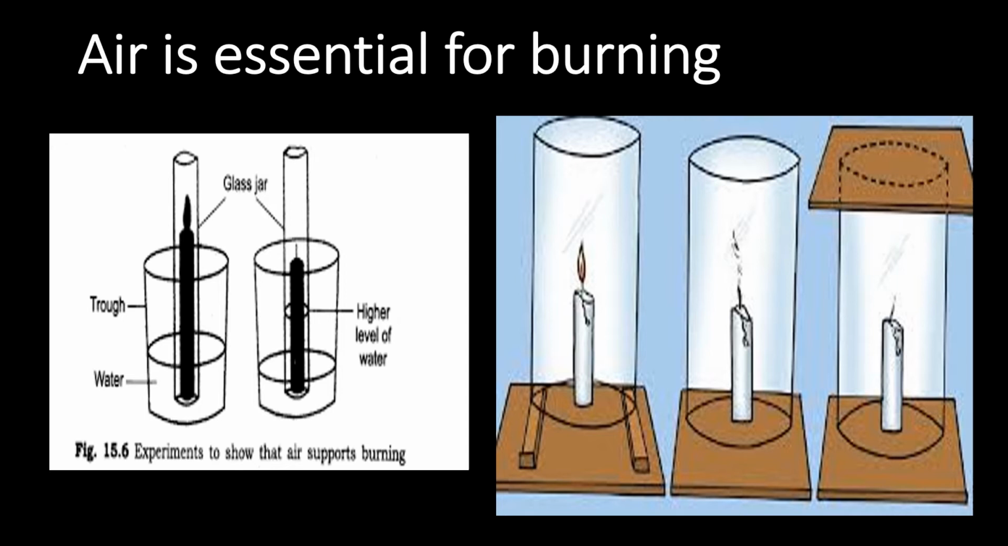In the second diagram you can see that in the first part, the candle is burning. In the second part, when we are closing this cylinder, the oxygen supply will be cut and the candle is extinguished. So we can say that the used part of air which supports burning is nothing other than oxygen. Air actually is made up of several components.